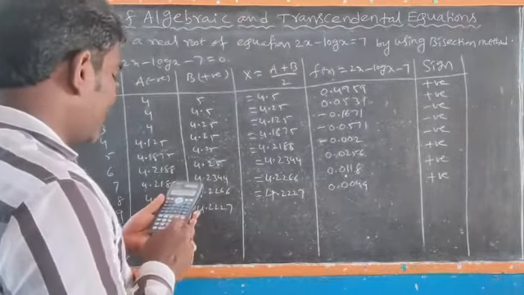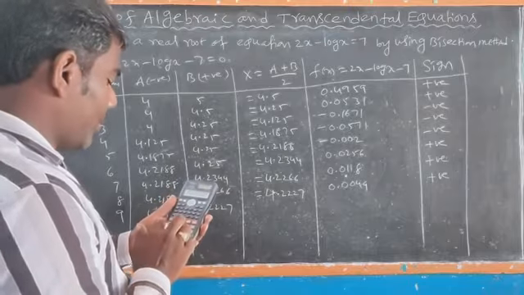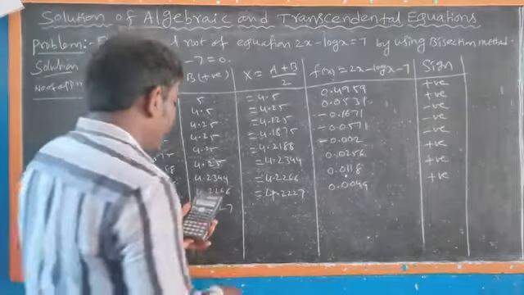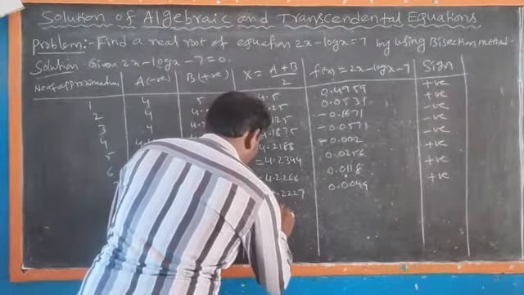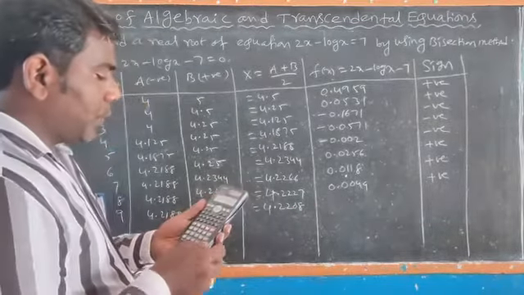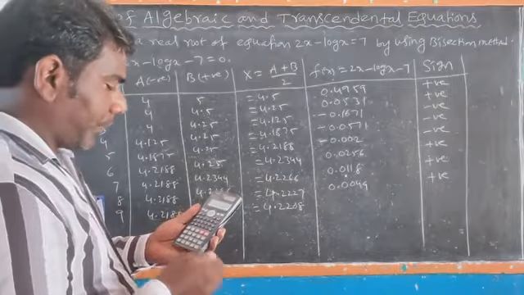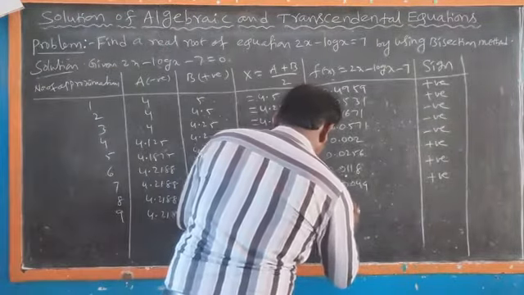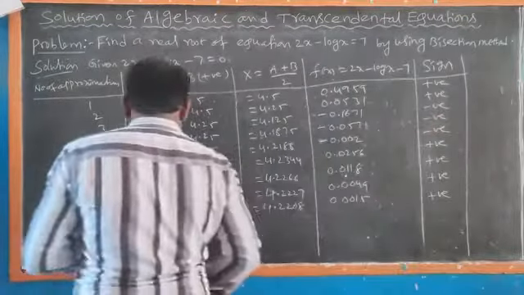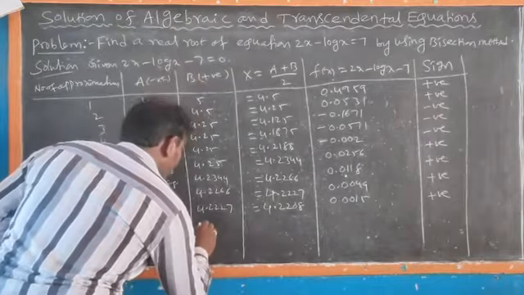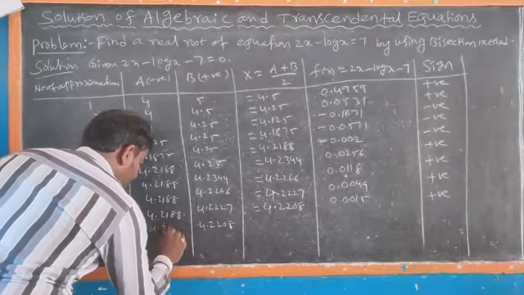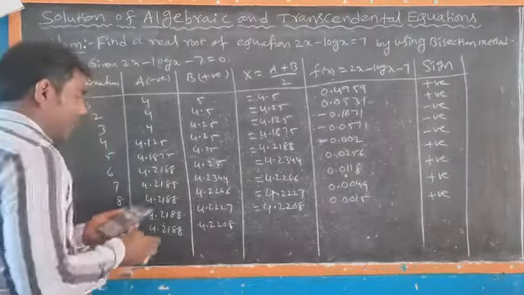Calc: a value 4.2188, b value 4.227. That is equal to 4.2208. Substitute x in f(x): 0.0015. This is positive. Okay. Now this is a positive value, 4.2208, 4.2188. This is the 10th approximation.